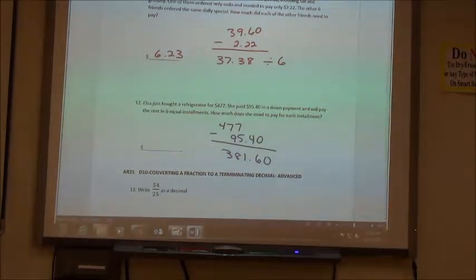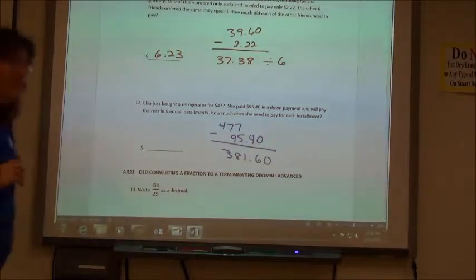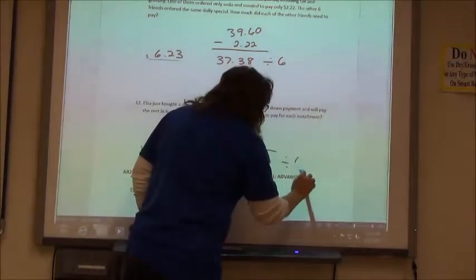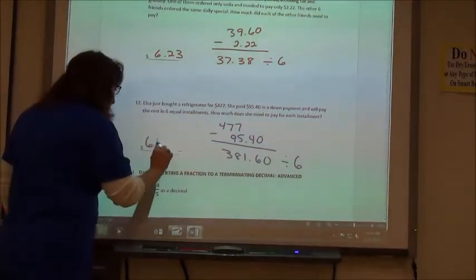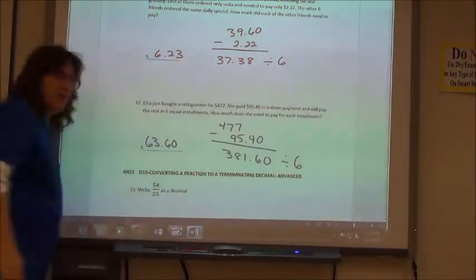So what should we do with our $381.60? Divided by the 6 equal payments that she's going to make, right? So if you go ahead and divide by 6, you got what? $63.60.